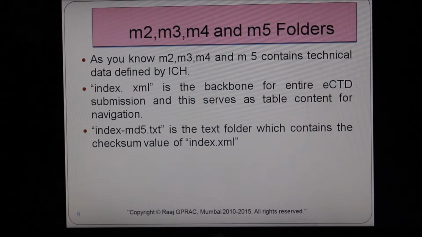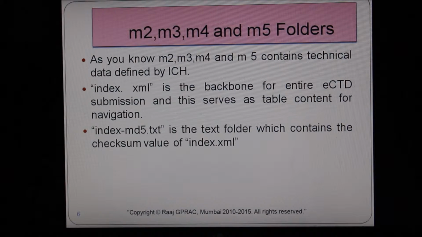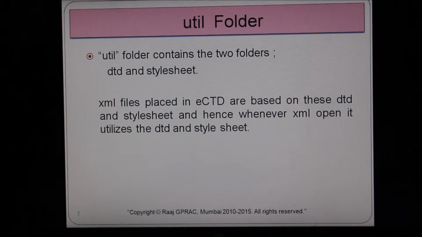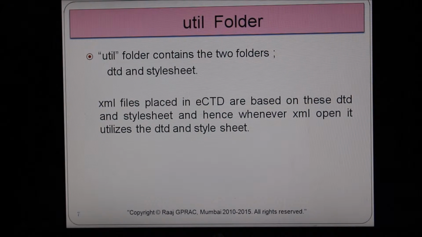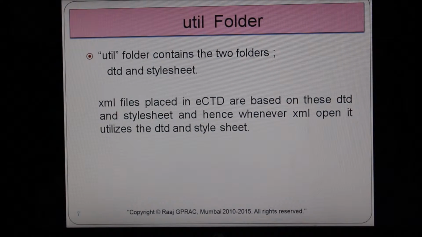Index.xml is the backbone for the entire eCTD submission, and this serves as the table of contents for navigation. Whereas index.md5.txt is the text file which contains the checksum value of the index.xml. Util folder contains two folders, mainly DTD and style sheet. XML files placed in eCTD are based on this DTD and style sheet, and hence whenever an XML is opened, it utilizes the DTD and style sheet.